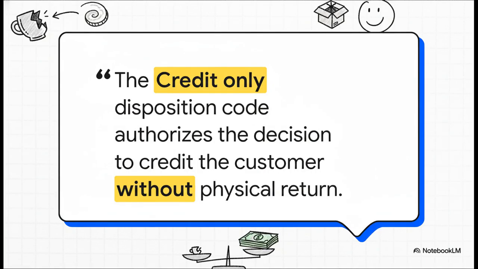And here's another one of those super smart real-world features. There's something called a credit-only disposition code. This lets you give the customer a refund without making them send the product back. I mean, think about it. If it's a cheap item, the cost of shipping it back could be more than the item is even worth. So this feature saves everyone time and money, and it can turn what could be a bad experience for the customer into a really positive one.